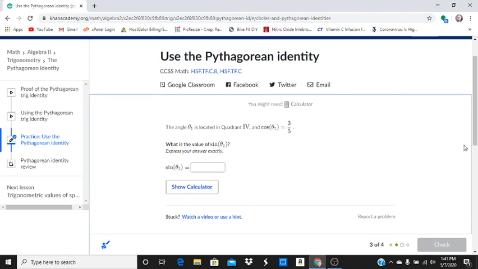So I'm going to go through a few problems in this assignment and show you how I would do them. All right, let's take a look at this first problem.